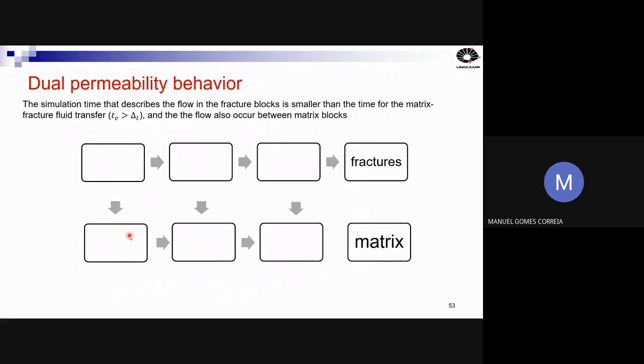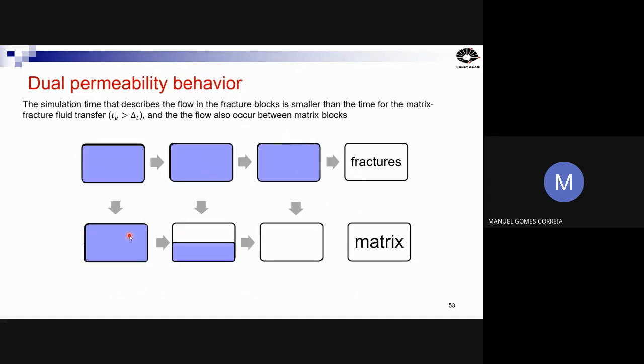And now you have here an example of a dual permeability behavior. So we have flow in fractures, so the water goes faster in the fractures, but also there is a movement of water between the matrix blocks, okay?